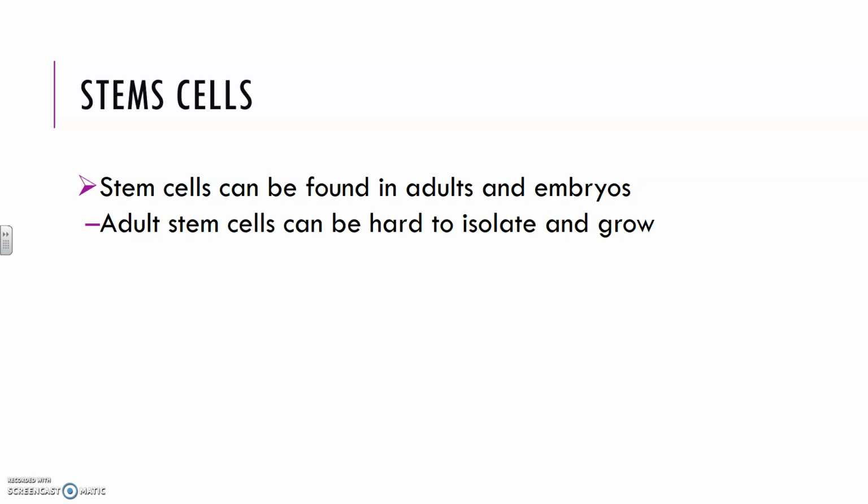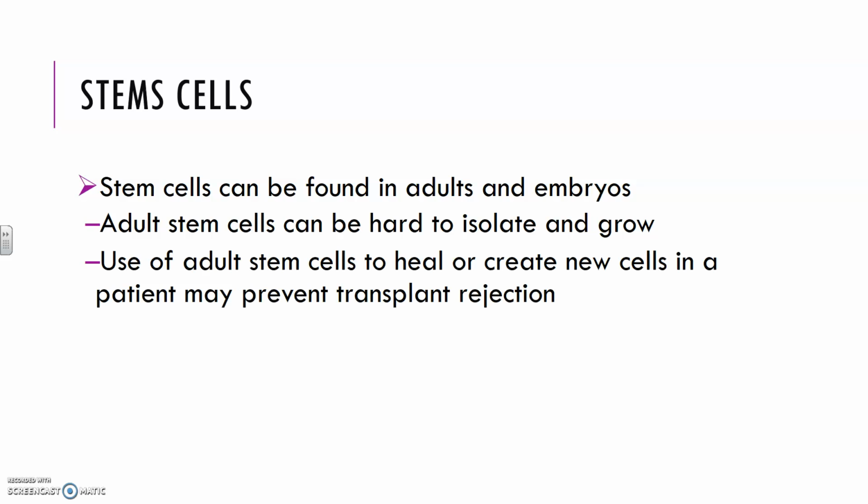And then they're already kind of set in something of a pattern, so they can be relatively difficult to grow. You also have to figure out different conditions that help the different types of multipotent stem cells grow and all of that. Use of adult stem cells to heal or create new cells in a patient may actually prevent what's known as transplant rejection.